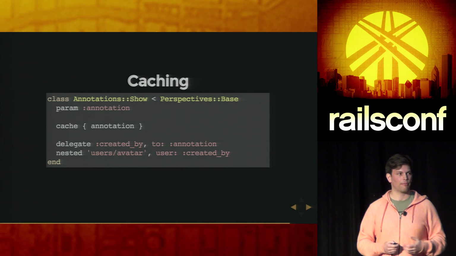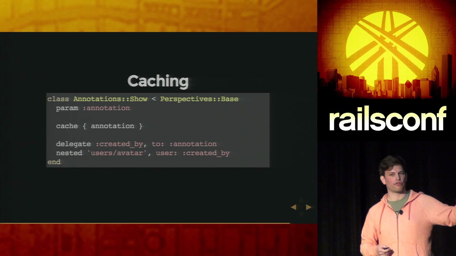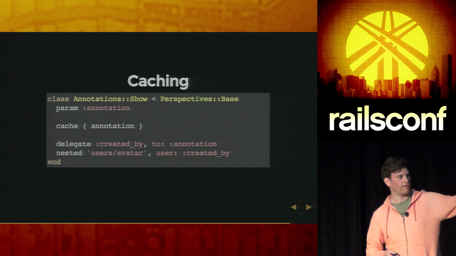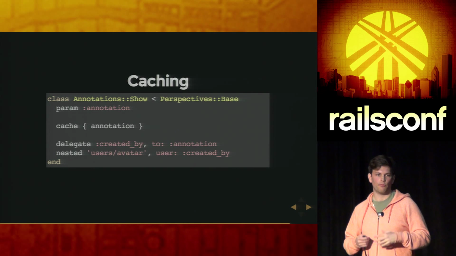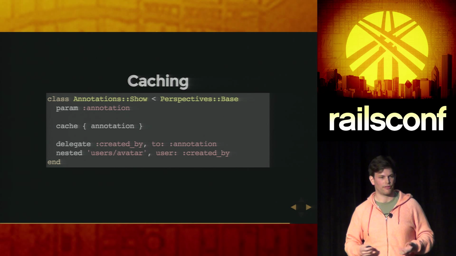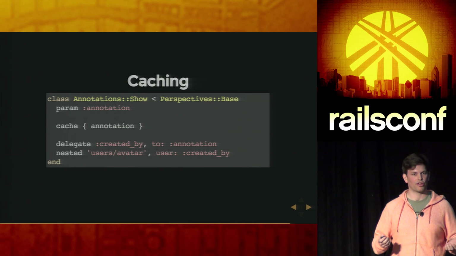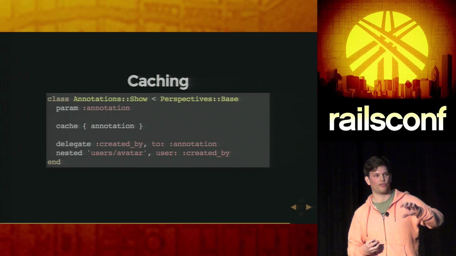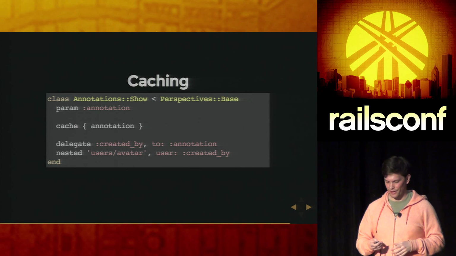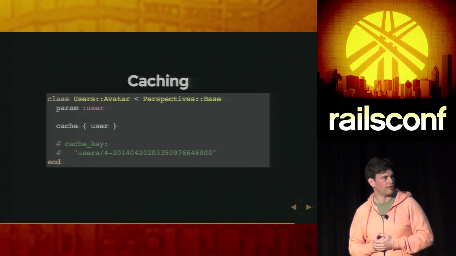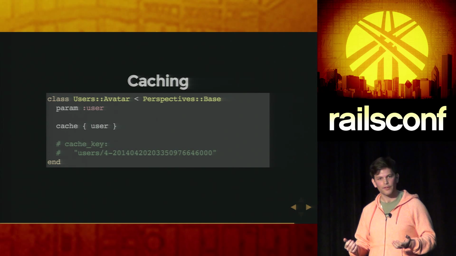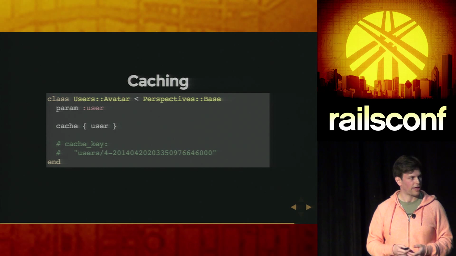If you have another template that you're rendering, here, this annotation show perspective is rendering a nested users/avatar perspective, so you can see that at the bottom. You might want to say, well, if the user updates their avatar, we also want this to fall out of cache. This is the Russian doll caching of it all, right? So if the inside Russian doll is uncached, then it should bust the outside Russian doll's cache key. So this thing you can also assign a cache key to. You can say cache based on the user. So if the user gets updated for the user's avatar perspective, we want this to fall out of cache.